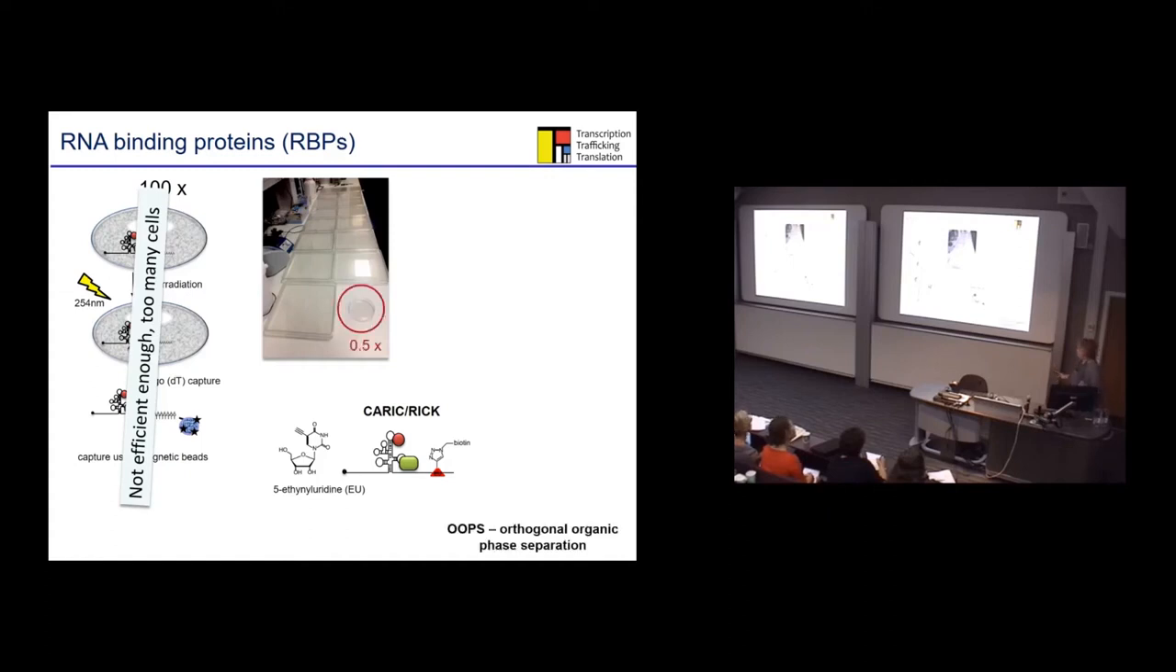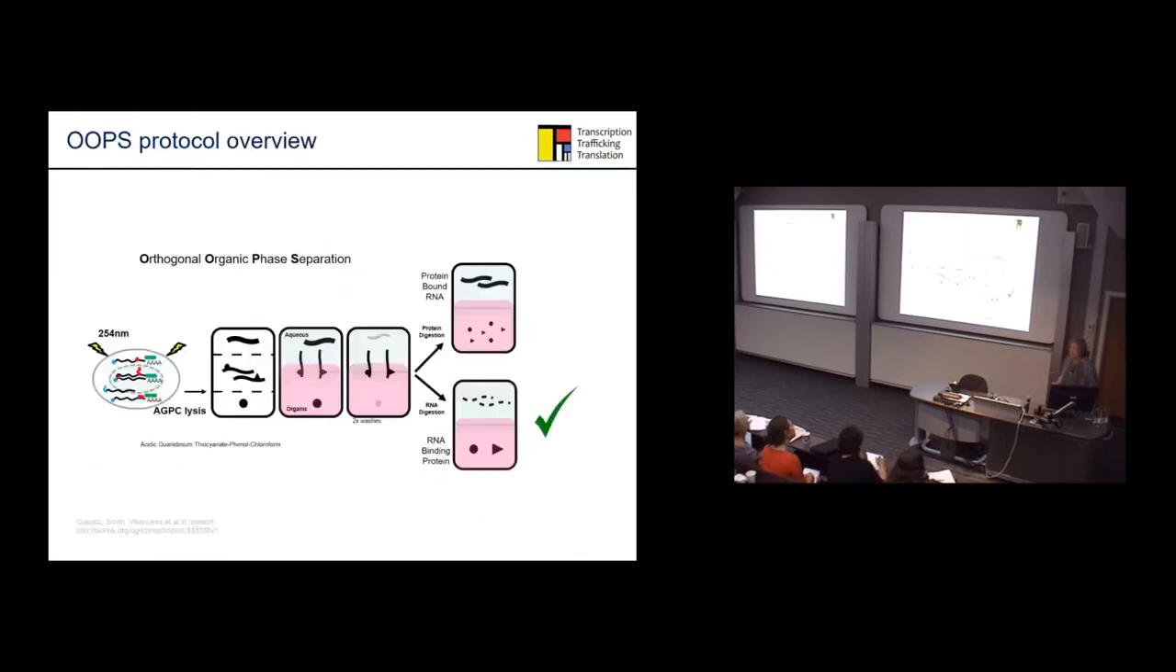The method's called OOPS, or orthogonal organic phase separation. We tried to call it something more sensible, but once it was called that, it stuck. And it's so easy, it's untrue. So if nothing else, I will share this easy method with you.